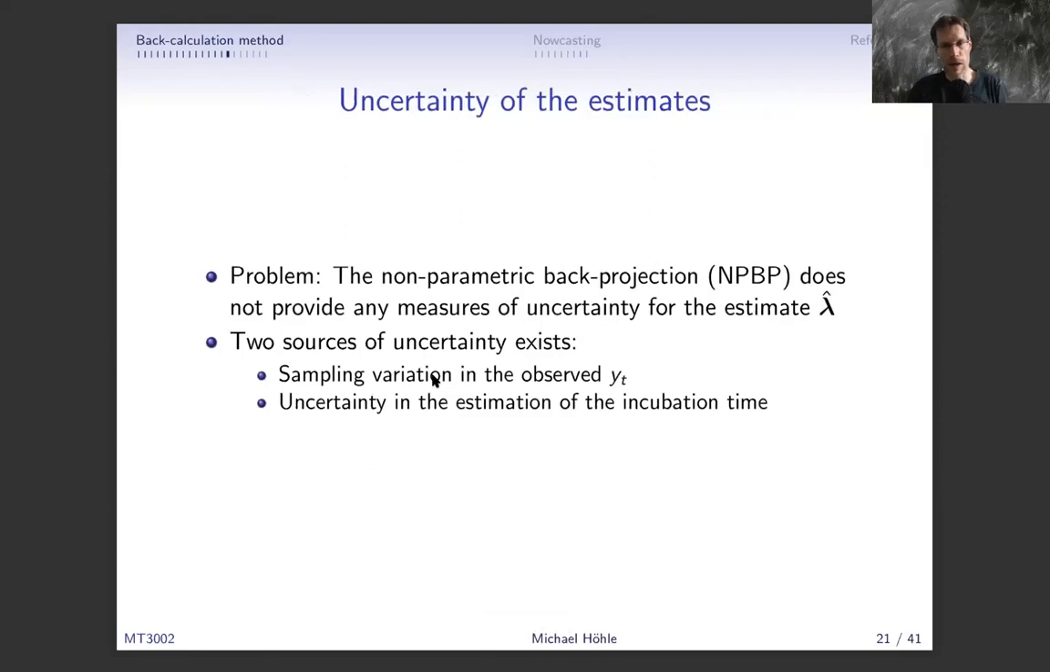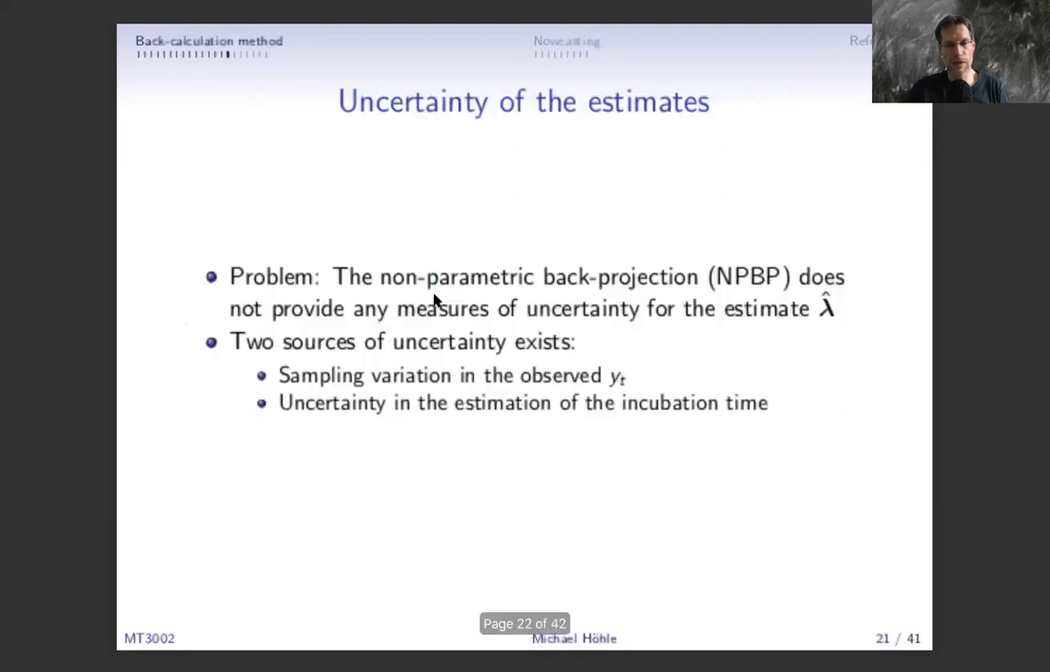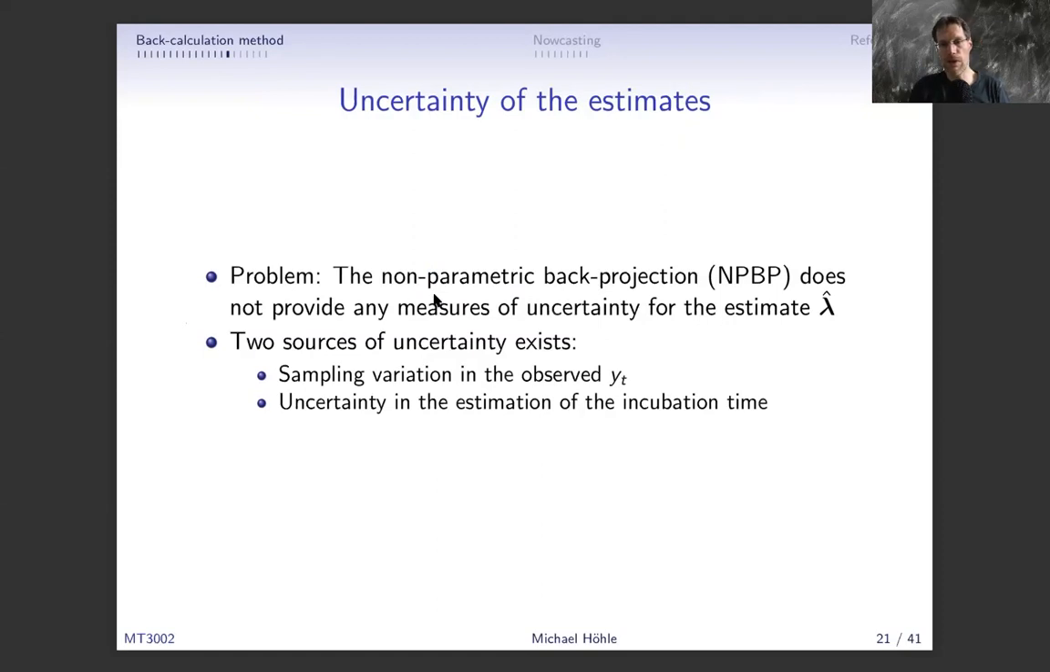So one thing which is at least important to keep in mind for statisticians: here I showed you the point estimates, but of course there's uncertainty involved. And the method which I describe here, this non-parametric back projection using an EM algorithm, doesn't provide any measures of uncertainty for the estimate directly. So there are two sources which are important to realize. One is the sampling variation in the Y_t. We assumed it's Poisson distributed, and that means there's some uncertainty in the observed data, which has consequences also for your estimate of the lambda of t.